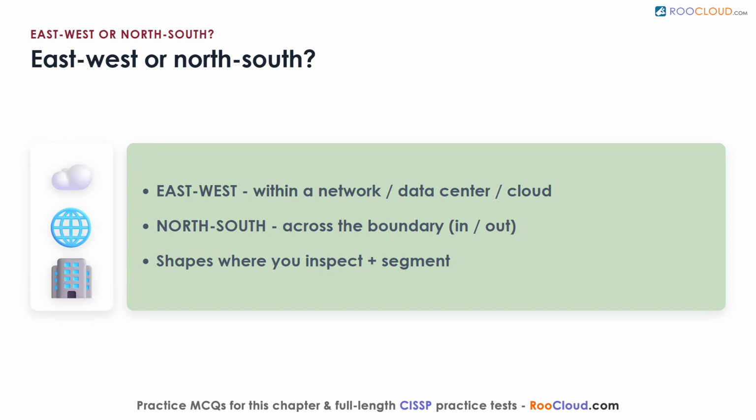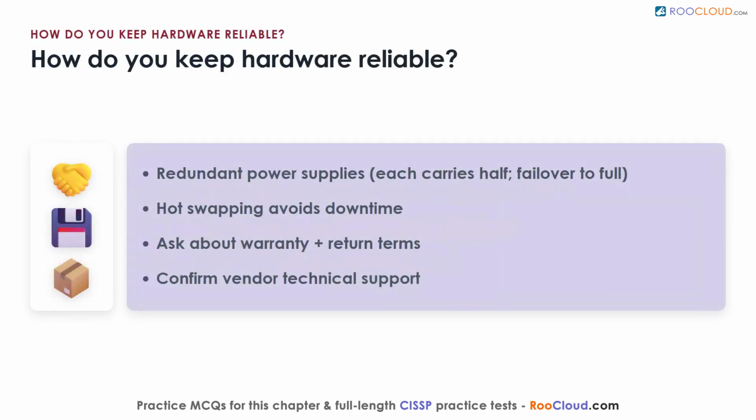Which way does traffic actually flow inside your network? In two directions worth naming. East-west traffic is the flow that stays within a network, data center, or cloud environment, moving between internal systems side to side. North-south traffic is the flow crossing the boundary, coming in from or going out to external systems. Knowing which is which shapes where you inspect and segment. Picture a warehouse where forklifts shuttle goods between aisles all day, that is east-west, while the loading docks handling trucks arriving and leaving are north-south.